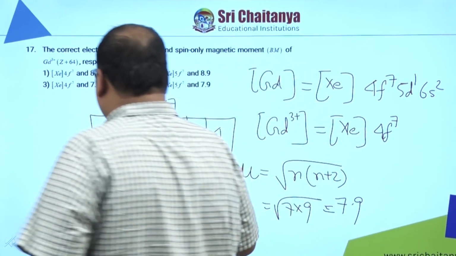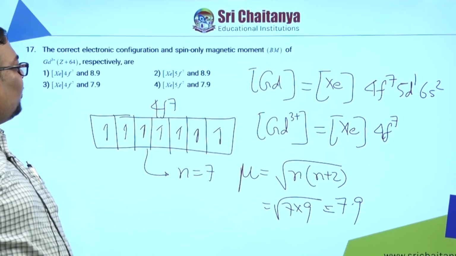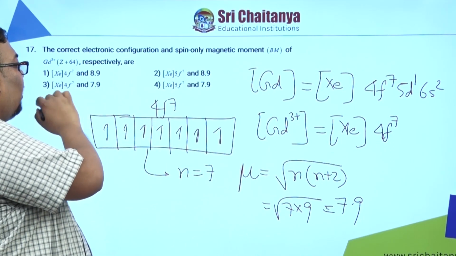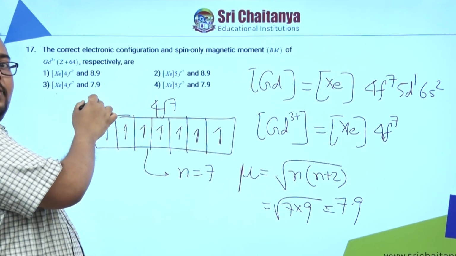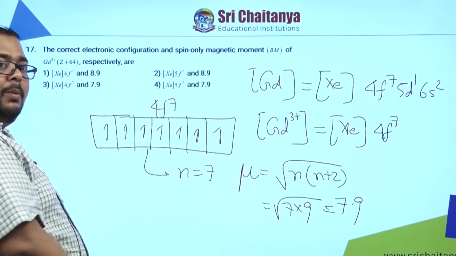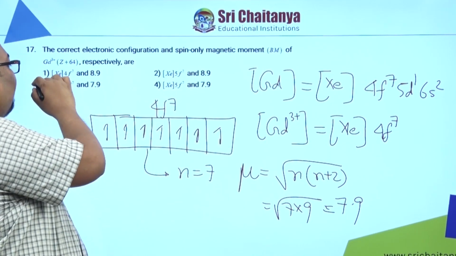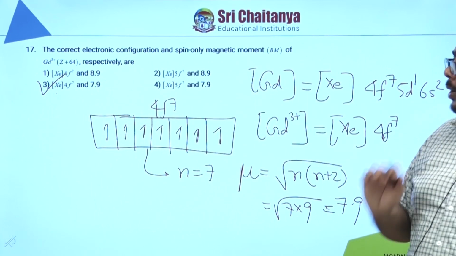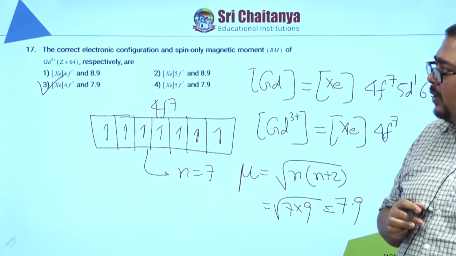So you see, out of these 4 options, the correct configuration is xenon 4f7, and the correct magnetic moment is 7.9. So option 3 corresponds to the correct option. So this is question number 17.